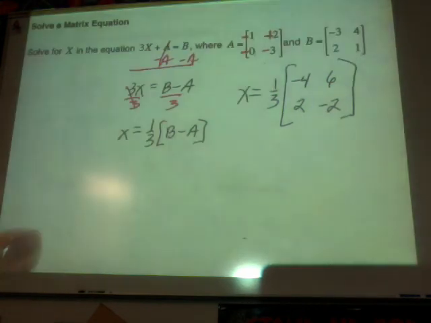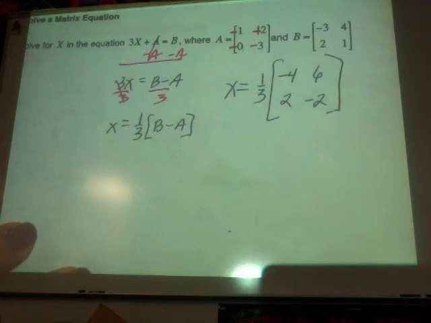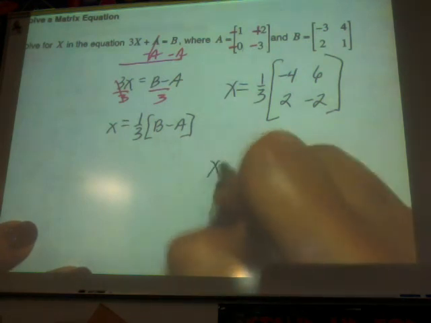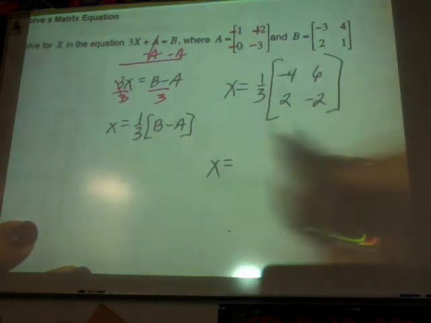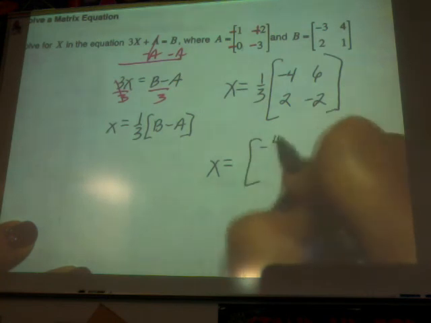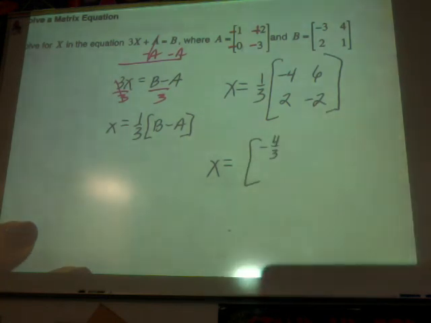Now does 3 divide into all of those evenly? Notice you might have some ugly fractions, that's okay. So negative 4 divided by 3 is negative 4/3. If on your calculator you happen to be doing something and you get a fraction, it might give you a decimal. Do you remember how to convert that to a fraction? Go to Math, enter, enter, and it'll change your decimals to fractions. Hit the Math button, enter, enter, and it'll change it.